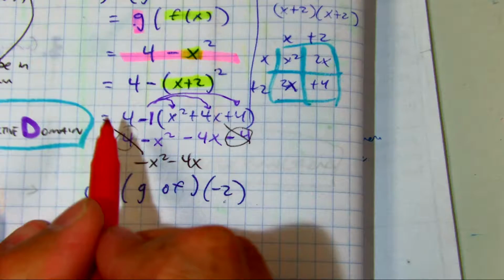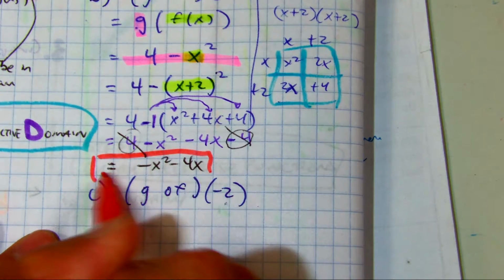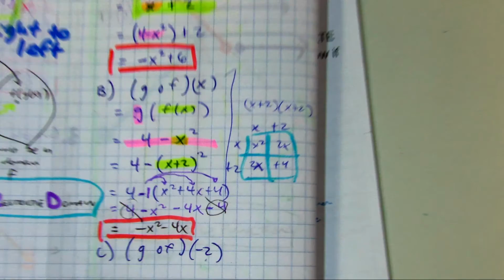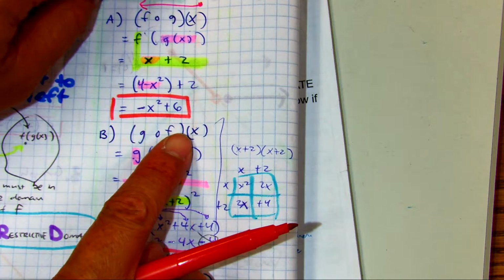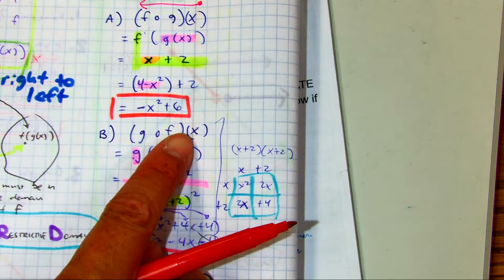How do you know your answer is not going to be a number? Well, you're just working with a bunch of algebraic expressions with variables. Does that make sense? Okay, last one.